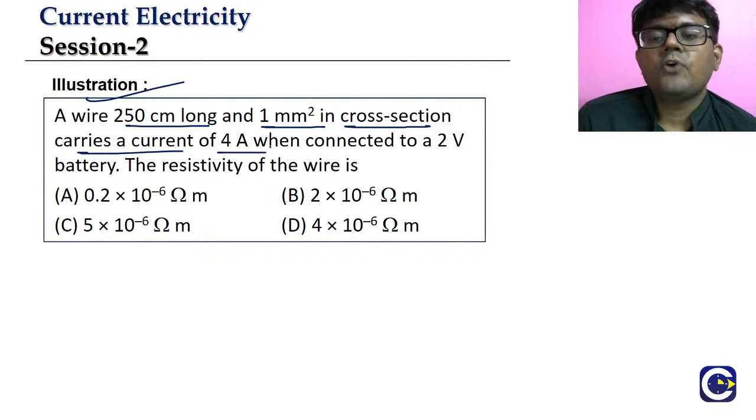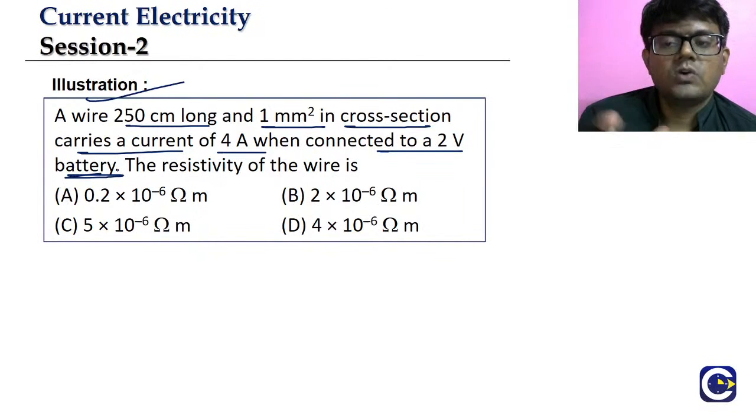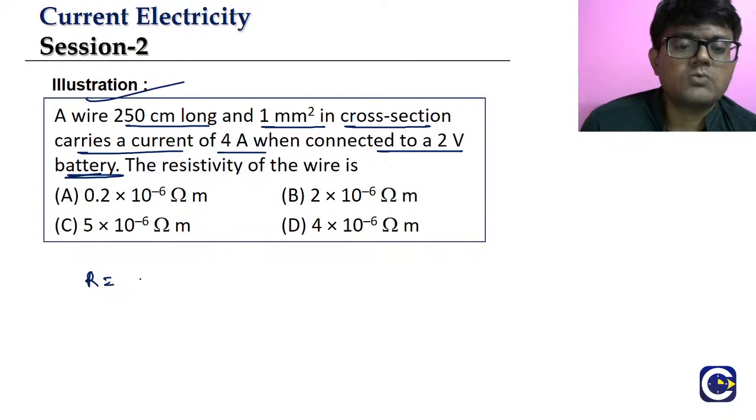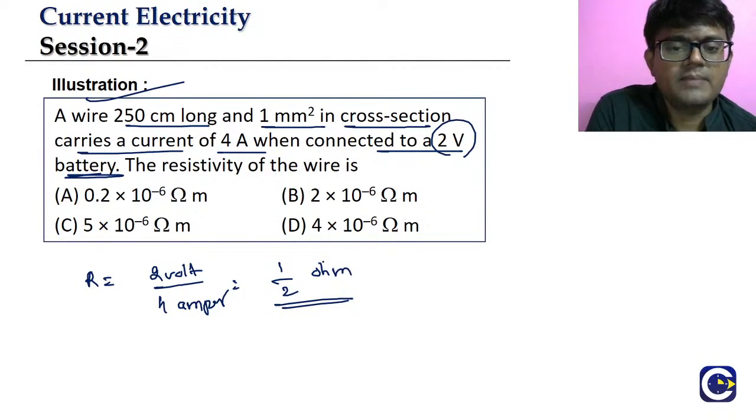Carrying a current of 4 amperes when connected to a 2 volt battery. So when we connect it to a 2 volt battery, what is the current that we are measuring? 4 amperes. So straight away we can talk about what is the resistance. Look, what is the resistance? Applied voltage is 2 volt divided by the measured current, 4 ampere. So what is it? It will be 1/2 ohm. This is the resistance value. Okay, let that stay as it is.